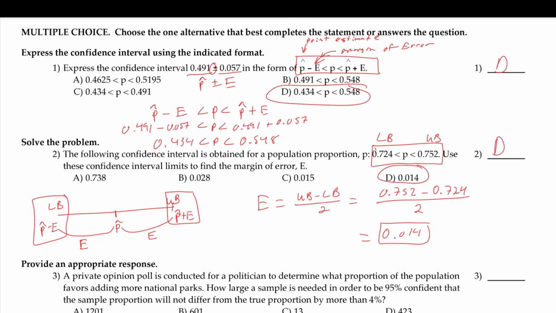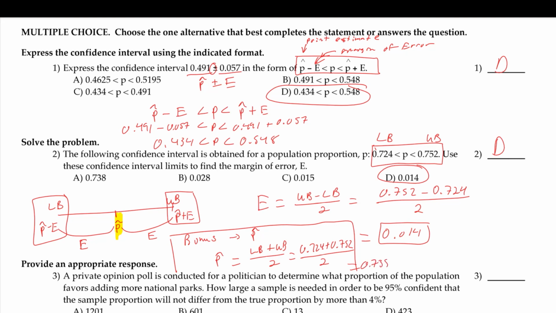Now as a bonus, let me just write this here as a bonus. If we were looking for p hat, the point estimate is at the very center of this interval, right? So it's going to be essentially the mid-range, or you just add up the lower bound and upper bound, divide by 2. So in this case, it'll be 0.724 plus 0.752 over 2, and you would get something like 0.738.